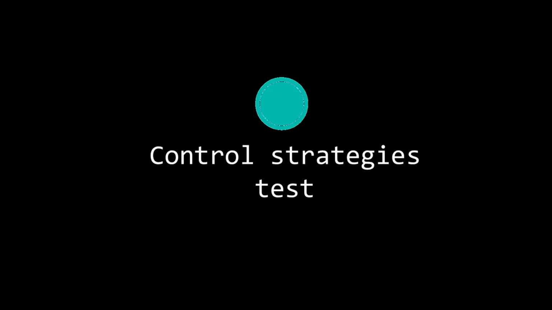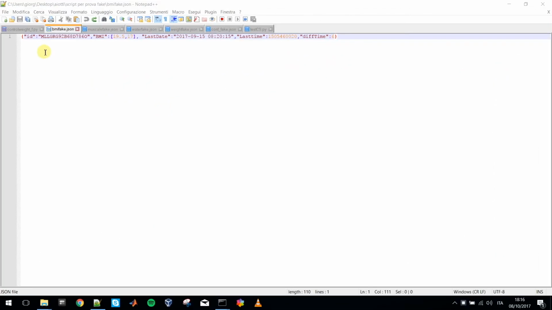To better understand how the control strategies work, now we test the different microservices with fake data for each parameter. For this purpose, we created 4 different JSON files having the same structure of the real messages published. Each of them is associated to a specific topic, so to a specific microservice.